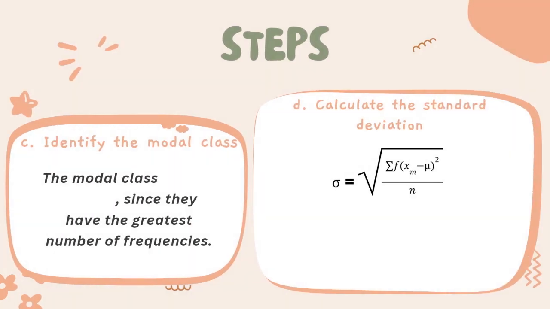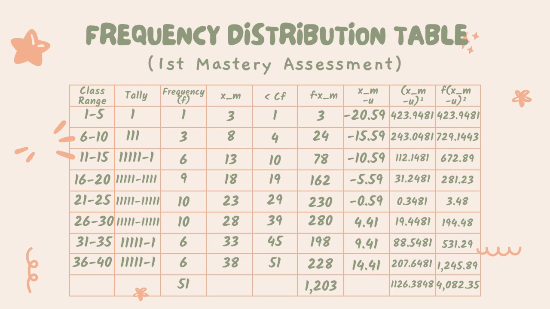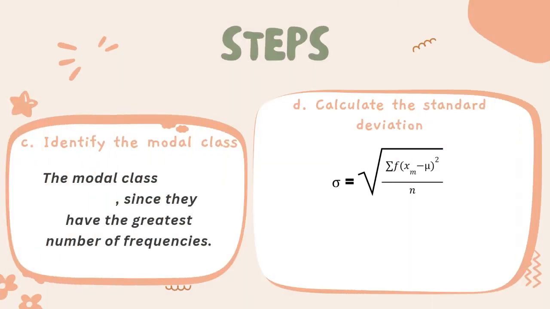To find the mode or modal class, we have to look at the highest frequency in our table. And as we can see, the highest frequency in the table is 10, which is aligned to both 21 to 25 and 26 to 30. This means our modal class is both 21 to 25 and 26 to 30, which makes our distribution table a bimodal distribution. Next is to find our standard deviation.